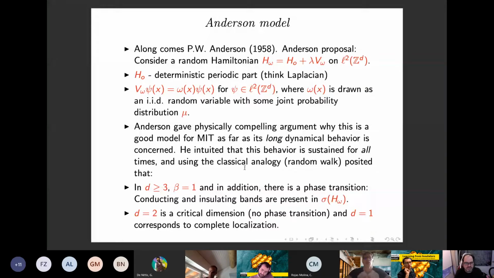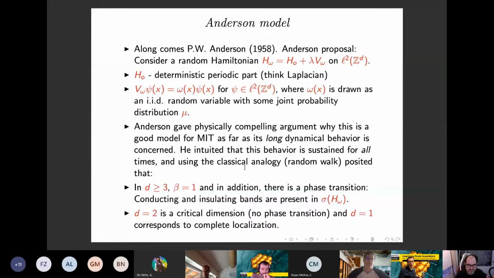And in addition, the sample exhibits a phase transition, so you would have both extended and localized states. For this model, dimension 2 is a critical dimension where you still don't expect a phase transition, whatever it means, but at least you're not supposed to see extended states there. And dimension 1 corresponds to complete localization with uniform bounds on the localization length.